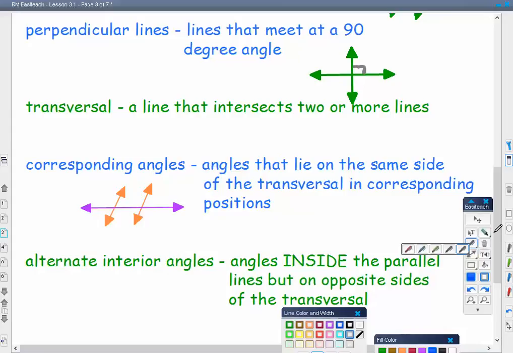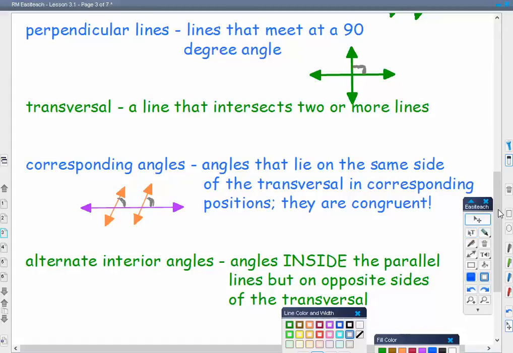They're on the same side of the transversal. So like here and here. Right? They're both above that purple line, the transversal, but in corresponding positions. Okay? And corresponding angles lie on the same side of the transversal in corresponding positions, but we should also add this information. They are congruent. So corresponding angles are congruent.